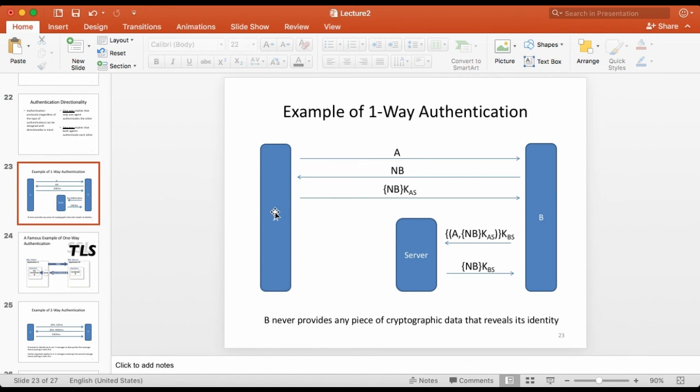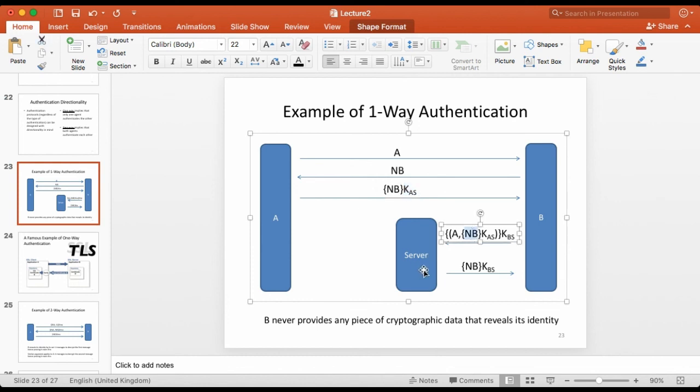So it doesn't prove that it was B communicating with Alice. On the other hand, because Alice encrypts this message here with the key that it shares with the server, and because the server was able to decrypt that and release the nonce, which it then forwarded to Bob, Bob is then sure that it was communicating with Alice, because no one else in the world has access to that key other than the server and Alice themselves. So as you can see, it's a one-way authentication.